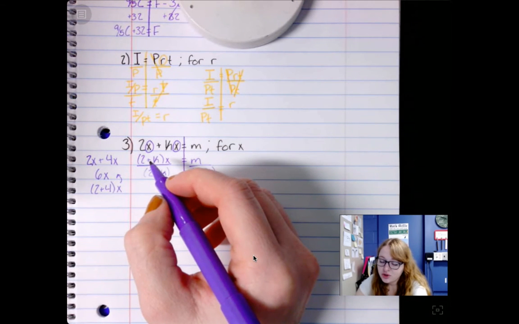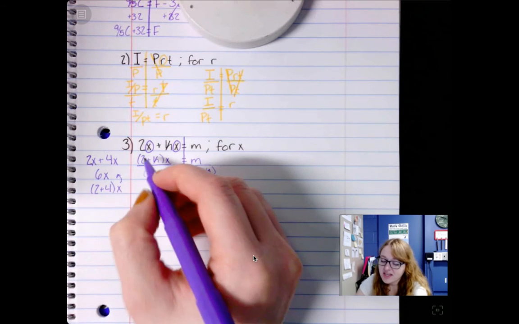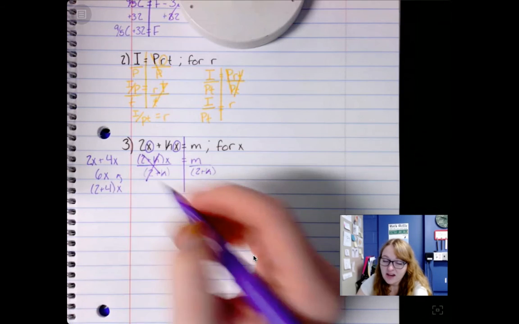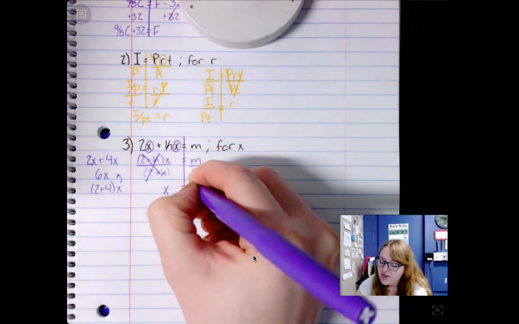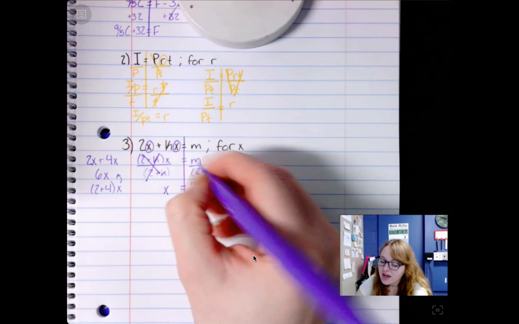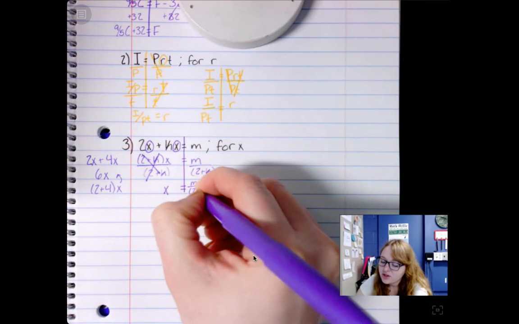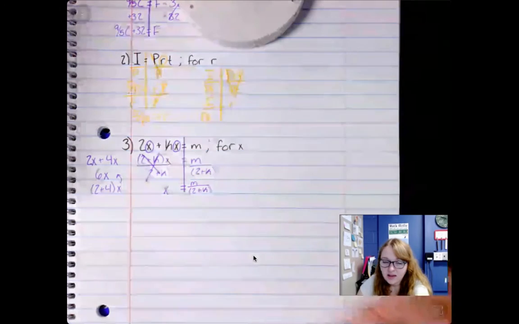Multiply by this chunk 2 plus k, divide by the chunk 2 plus k. Those are going to cancel because that whole thing goes to 1, leaving us with just an x. And then 2, k, and m, those are not like terms, so they are just going to stay in that fraction.